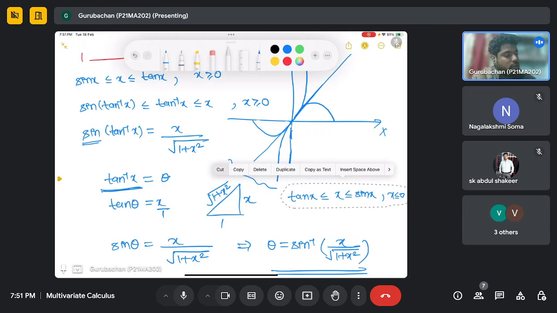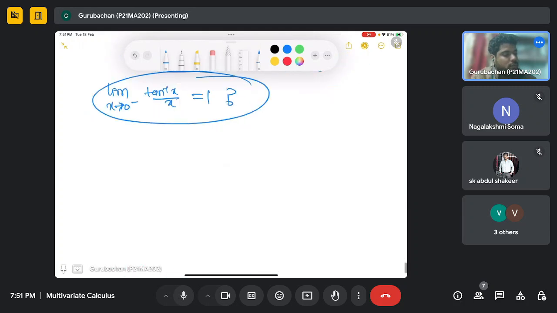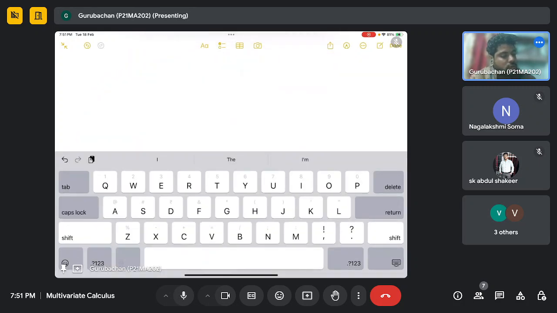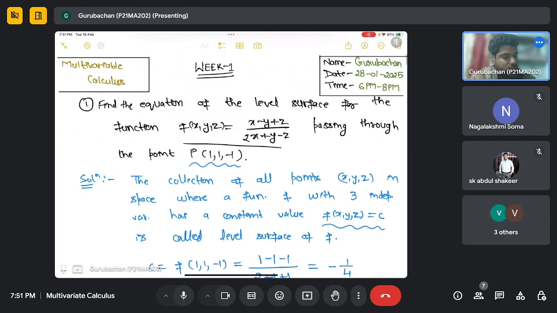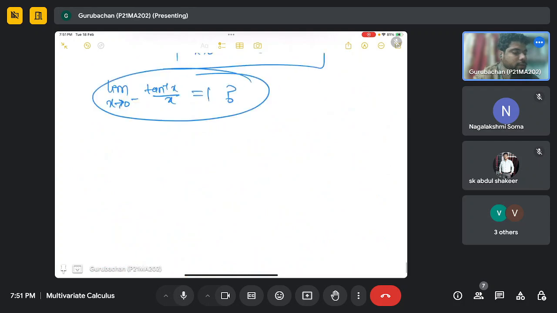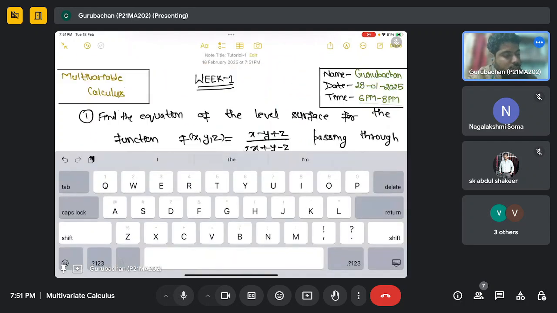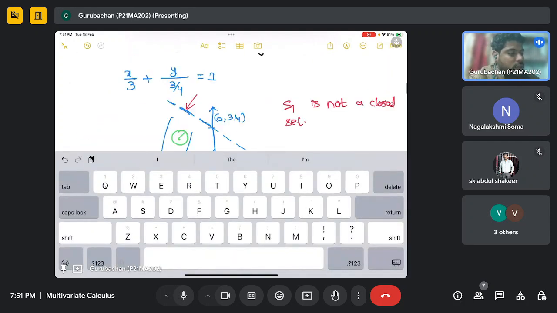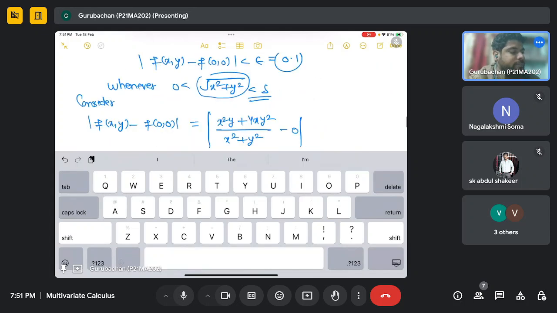I can say it is cut. Just a second, please. It is disturbing somewhat. Let me write it again.